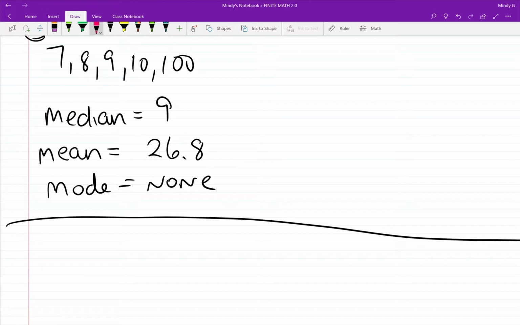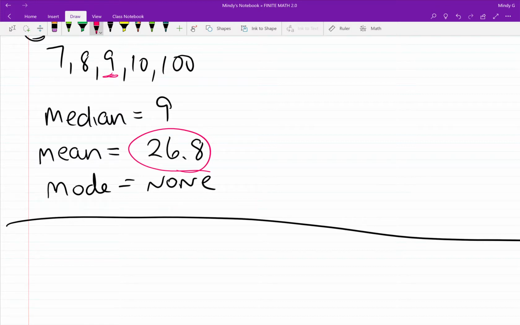Is the 26.8 an accurate reflection of what's going on? No. What did that 100 do to the values? It pulled it all the way to the right. It shifted its weight. Again, think of it like a number line, right? You have 7, 8, 9, 10, and then 100 over here.